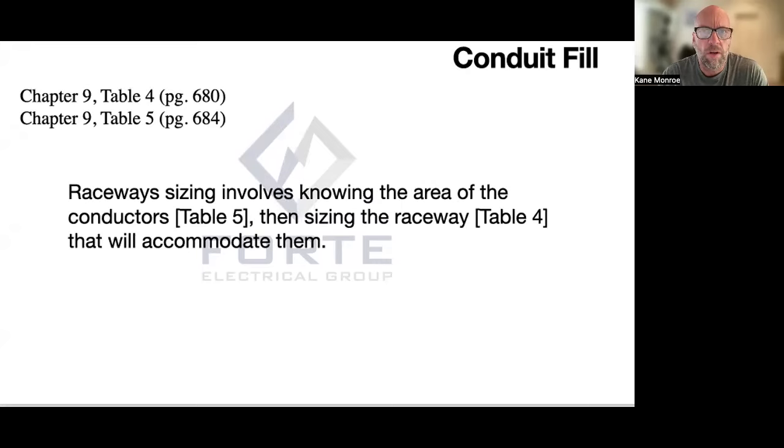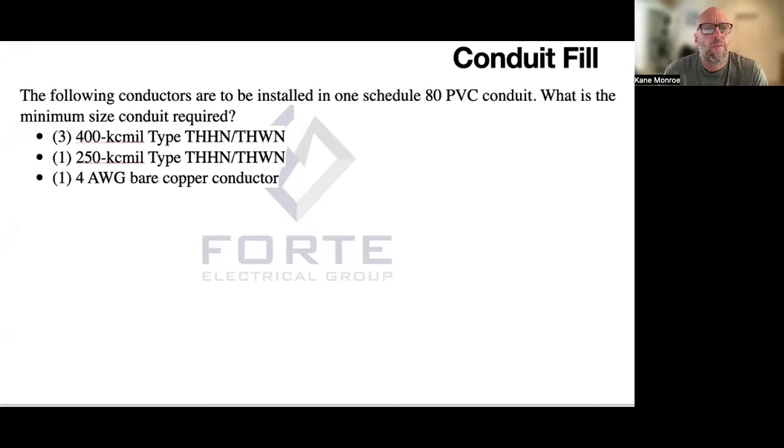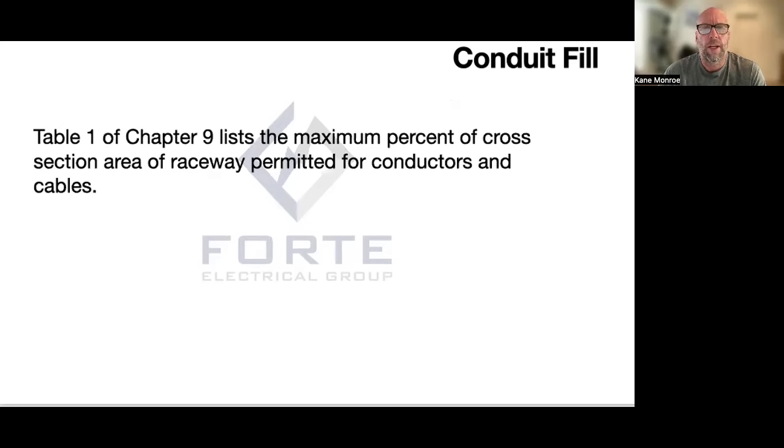So when we're doing conduit fill, we have to go back to chapter 9, tables 4 and 5. That's where our information is to find that stuff out. We've got to first size the raceway and then see what kind of conductor sizing we have. So you can answer questions like this: the following conductors are installed in one Schedule 80 PVC conduit. What's the maximum size conduit required? And then you get this right here. They give you something like this, and you're supposed to fill it out. So an example of the question is that. Let's show you how to get it done.